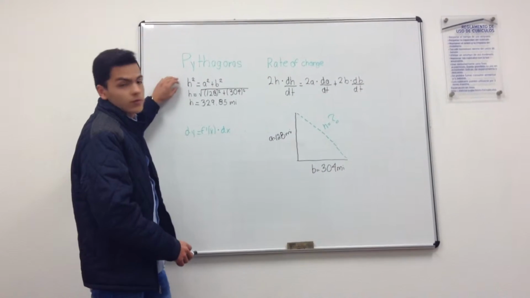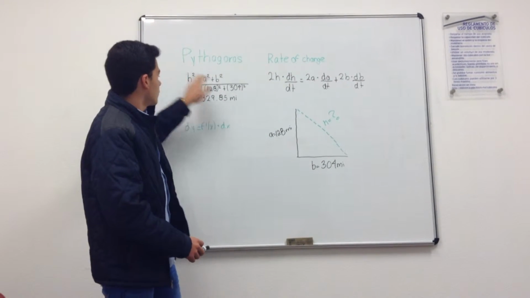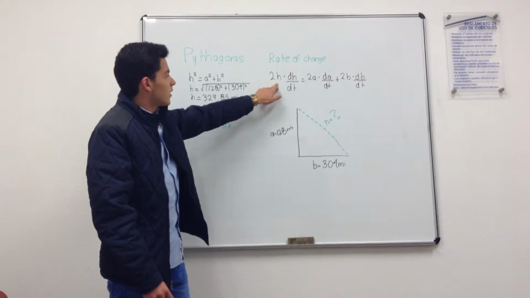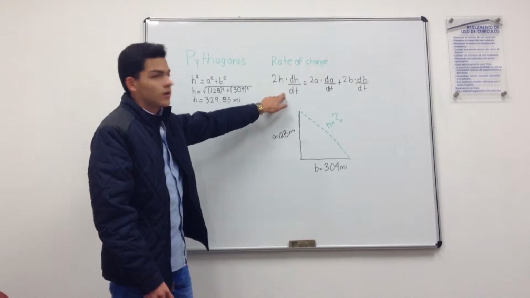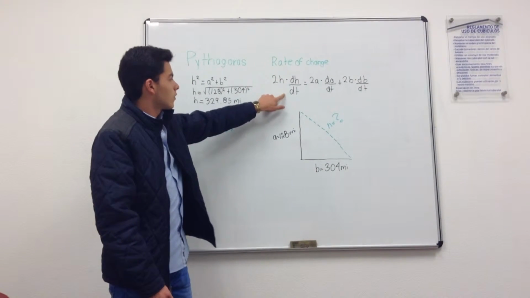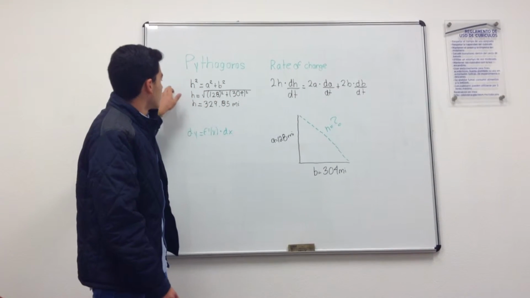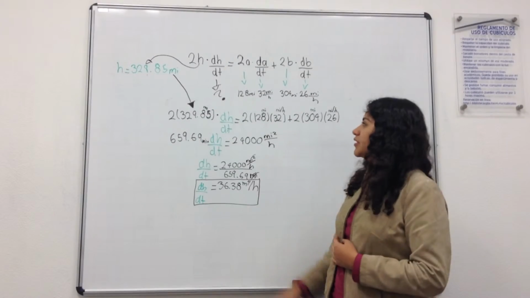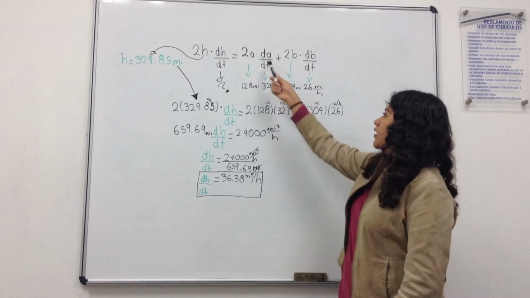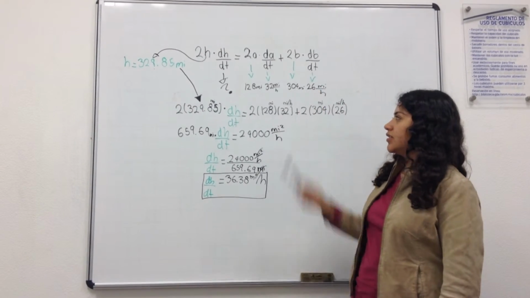Then we have to apply this formula with the formula of the Pythagorean theorem. So we have to derive this formula, and then the derivative of h squared is equal to 2h multiplied by dh over dt, and instead of dx we are going to apply dh over dt, dA over dt, and dB over dt, and deriving this formula. So on this step we are going to substitute h by these values, and we're going to do the same thing with a, dA divided by dt, b and dB divided by dt.